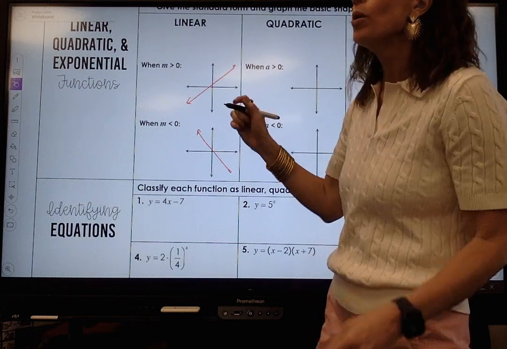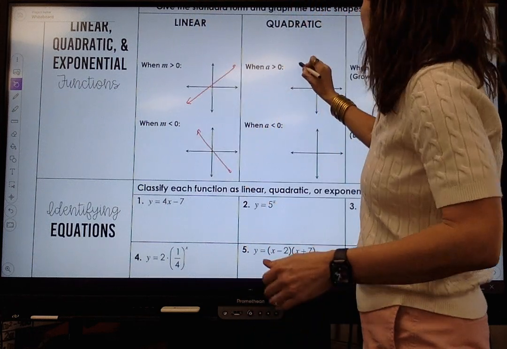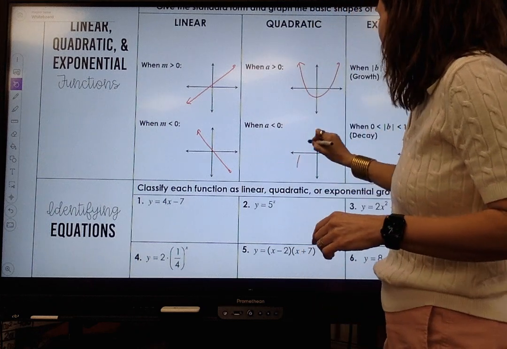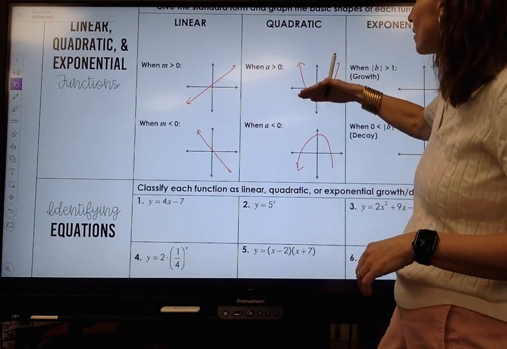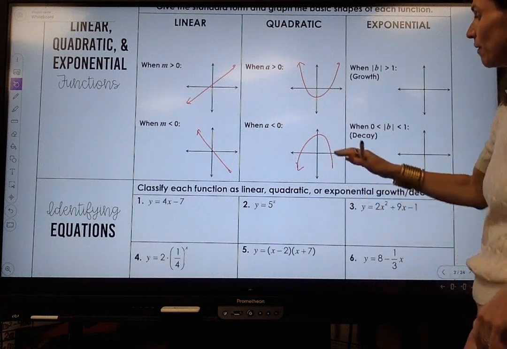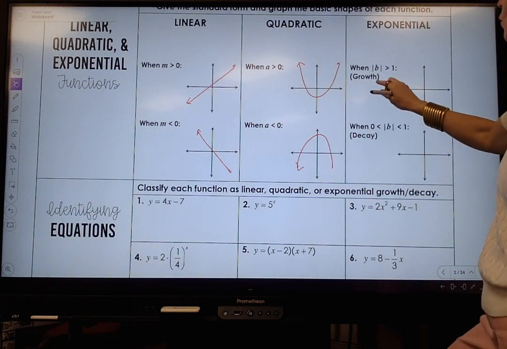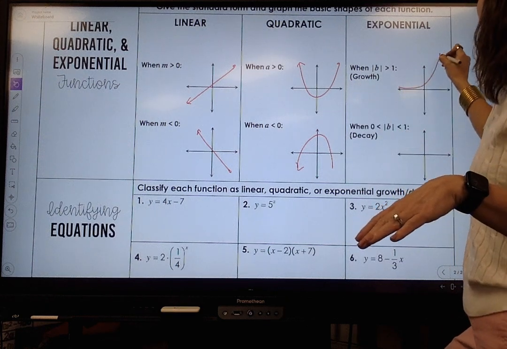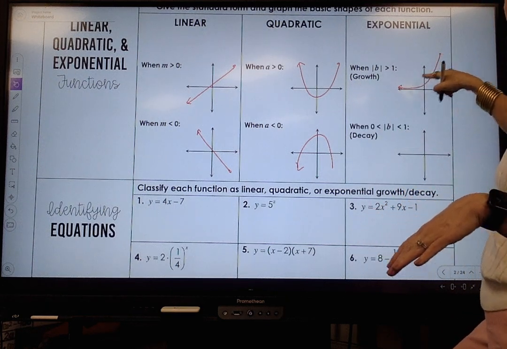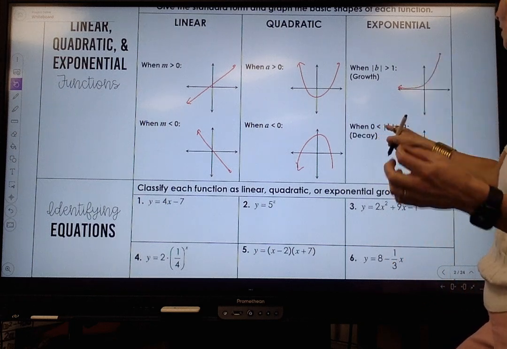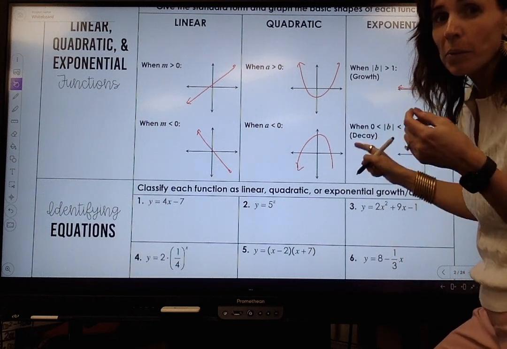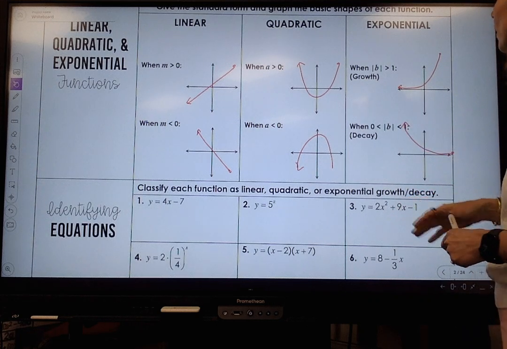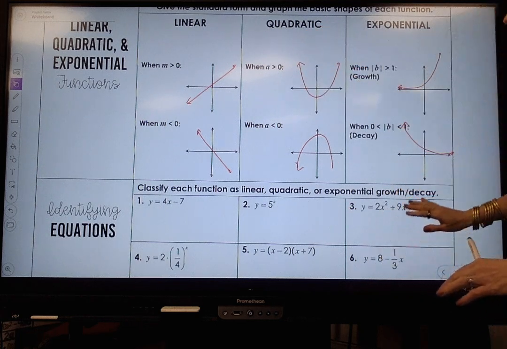In a quadratic form, remember, when A is positive, it opens up. And when A is below 0, it goes down like a frown. Okay, that creates that positive and that negative parabola. When I have an exponential where the absolute value of B is greater than 1, that is actually going to be a positive increase. That is called growth. And when it's between 0 and 1, remember it's got to be a fraction, it's going to represent a decay. Okay, so we have the negatives and the positives on all these.